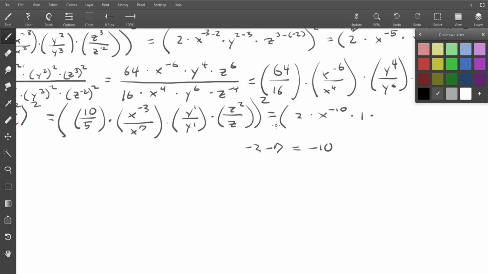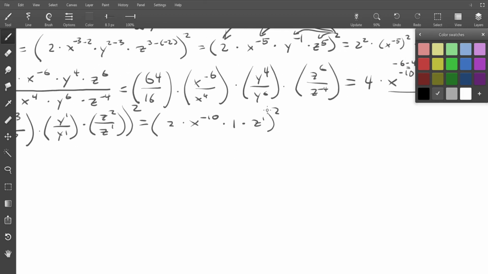Then we have z to the 2 over z to the 1. Again, we can just add that 1 there for our own sake. And so applying the quotient rule, this is going to be equal to z to the 2 minus 1, which is just 1. So this will be z to the 1. And again, all of this being squared is still sticking around. That hasn't changed.